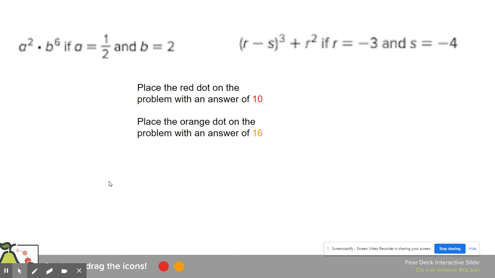Place a red dot. Well, you can't do that. One of these answers is 10, and one of these answers is 16. So go ahead and do the work. And I will tell you that the one on the left is 16. The one on the right is, in fact, 10. If you didn't get those answers, go back, try it again, see what happened. 1/2 squared, by the way, is 1/2 times 1/2 is 1/4. And 2 to the 6th power would be 2, 4, 8, 16, 32, 64. And 1/4 of 64 is, in fact, 16.